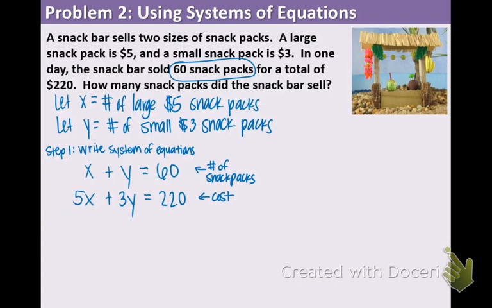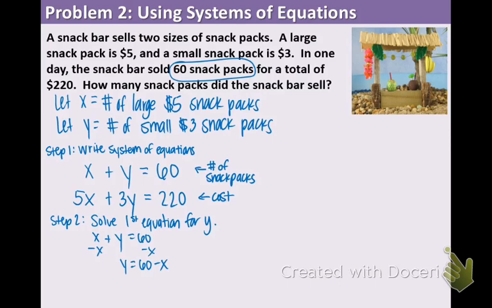Now we're going to solve one of the equations for a variable, and the top equation is much easier to do so. So what I'm going to do is solve the first equation for y, and that just means subtract x from both sides. So x plus y equals 60, and we're going to subtract x to the other side, so y equals 60 minus x.